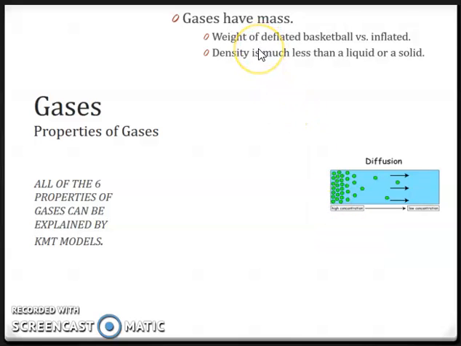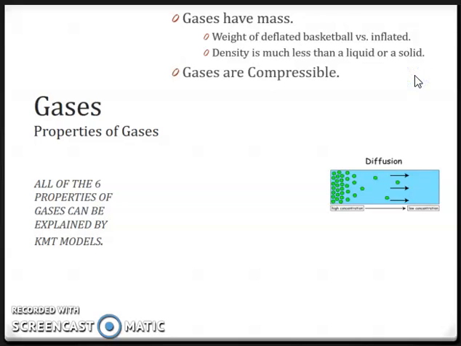Gases have mass. If you deflate a balloon and measure the mass of it when it's full, and then measure the mass of it when it's empty, there is a slight difference in mass. It's not a great amount, but there is a difference. The density of gases is much less than when they're in liquid or solid form, because they aren't packed close together at all. And the warmer it is, the more it expands and the less dense it is. So it's a very compressible type of matter, whereas liquids and solids aren't, because they are so closely packed.